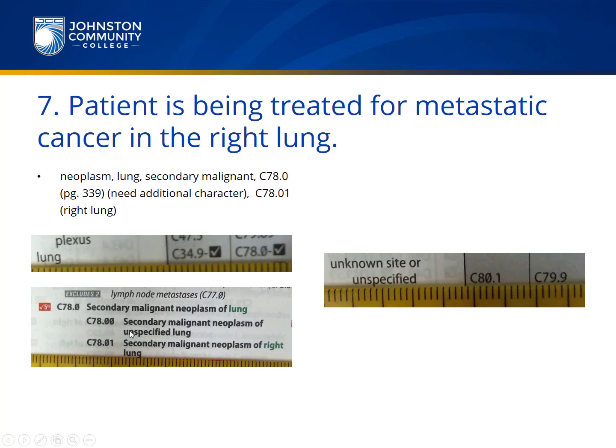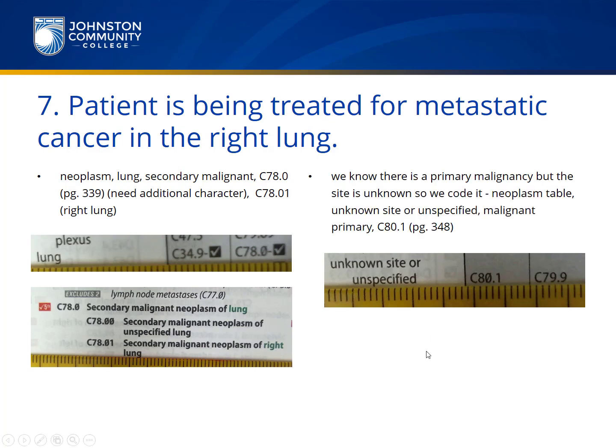So then we go ahead and we start reading. This is lung unspecified. This is right lung, which we know it's the right lung, right? It says up here, right lung. So then our code ends up being C78.01 because that's as far as we can go. All right, now we have to code the primary for the secondary. It doesn't state anywhere that it was the primary malignancy. So in this case, it's unknown site or unspecified.